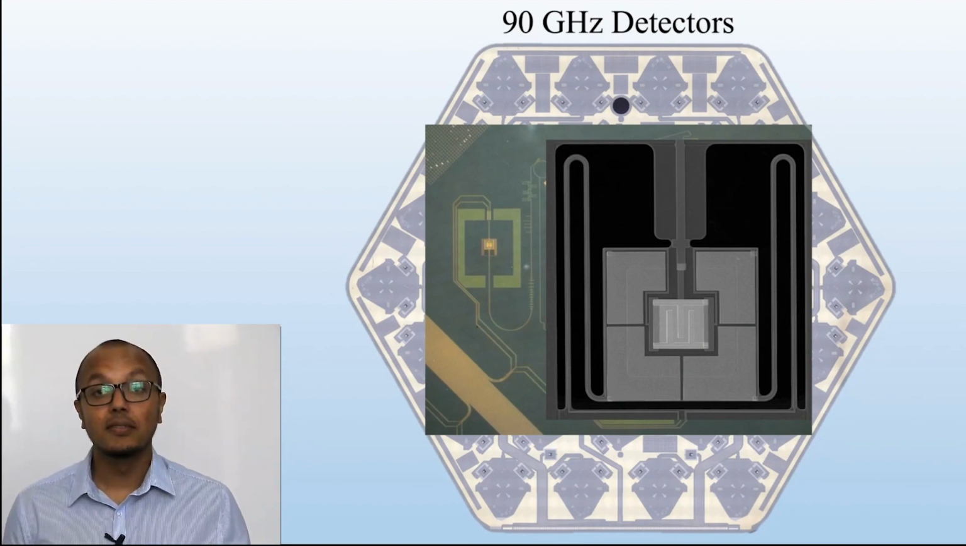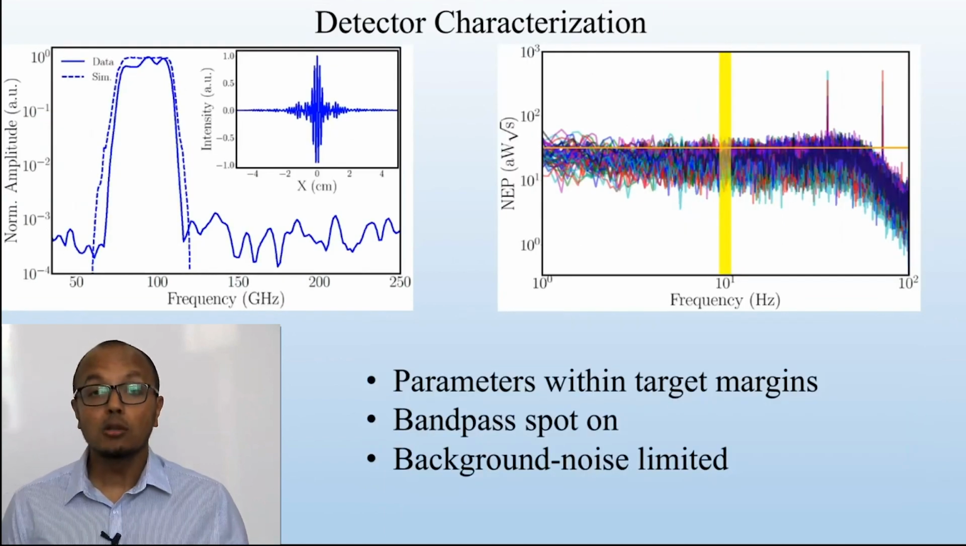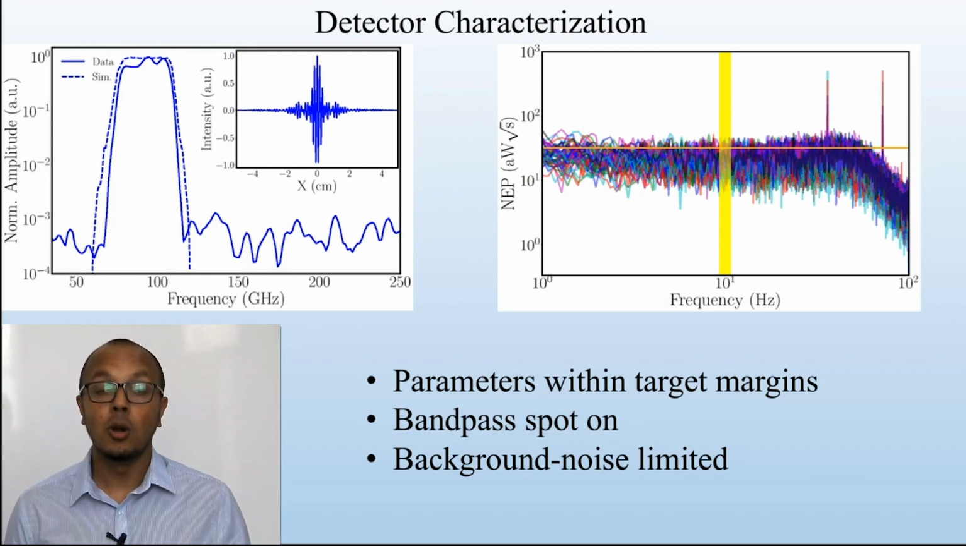Before fielding, we extensively tested these detectors in lab. We tested for the detector parameters by keeping the detectors at various temperatures, and we checked for the uniformity of detector parameters throughout the wafers, and we concluded that the detector parameters are uniform and are within target margins. We also measured the bandpass of our detectors to make sure that they agree with our simulations. Finally, we measured the noise spectra of our detectors to make sure that our detectors do not have a higher noise than our background.